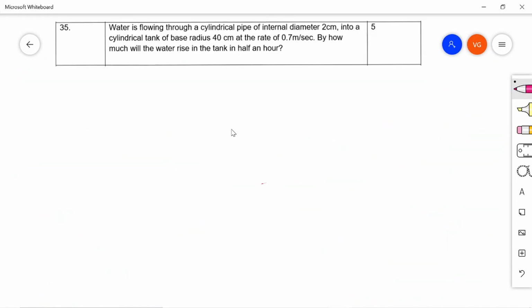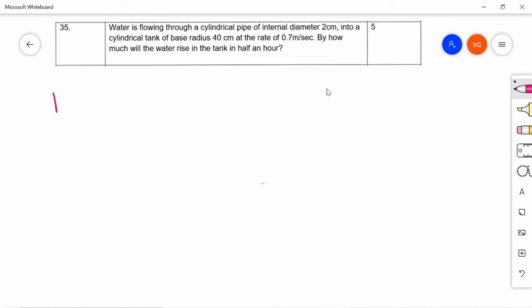Coming to question number 35. Water is flowing through a cylindrical pipe of internal diameter 2 cm into a cylindrical tank of base radius 40 cm at a rate of 0.7 meter per second. By how much will the water rise in the tank in half an hour?